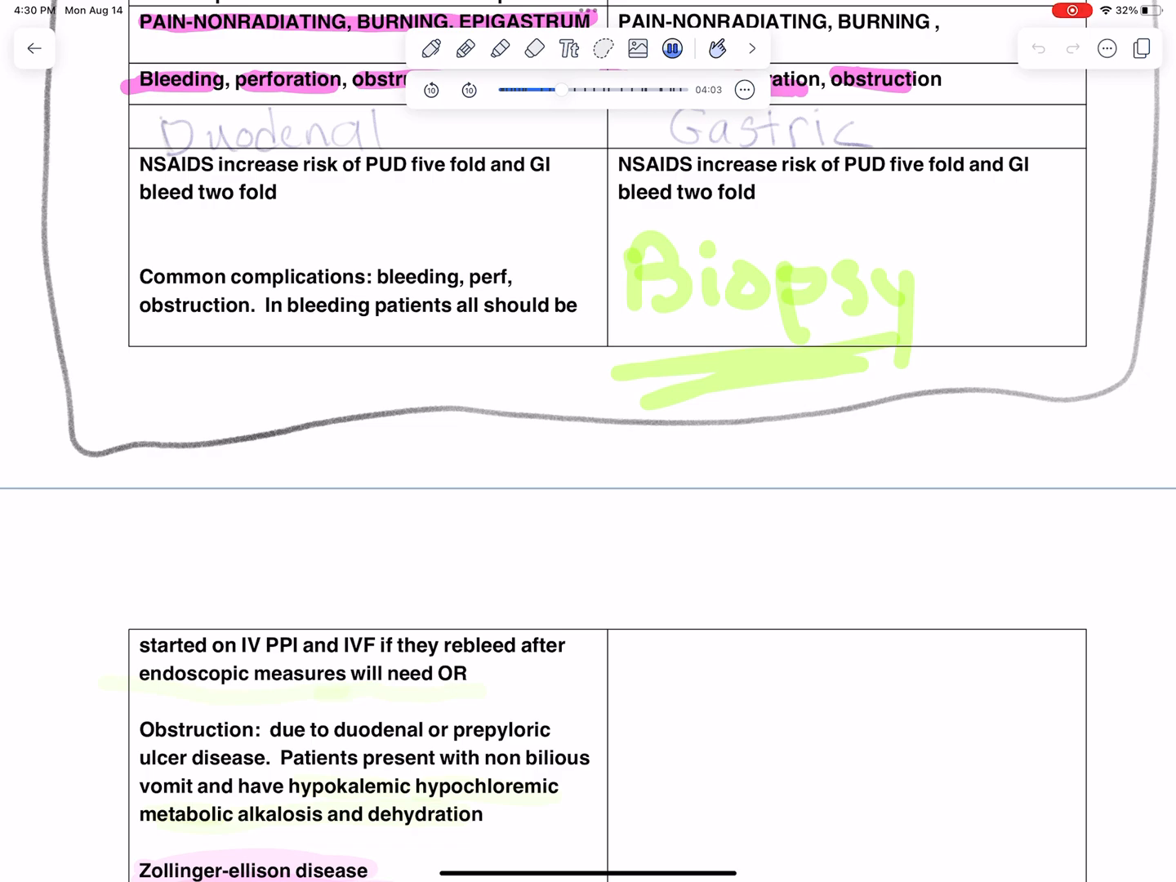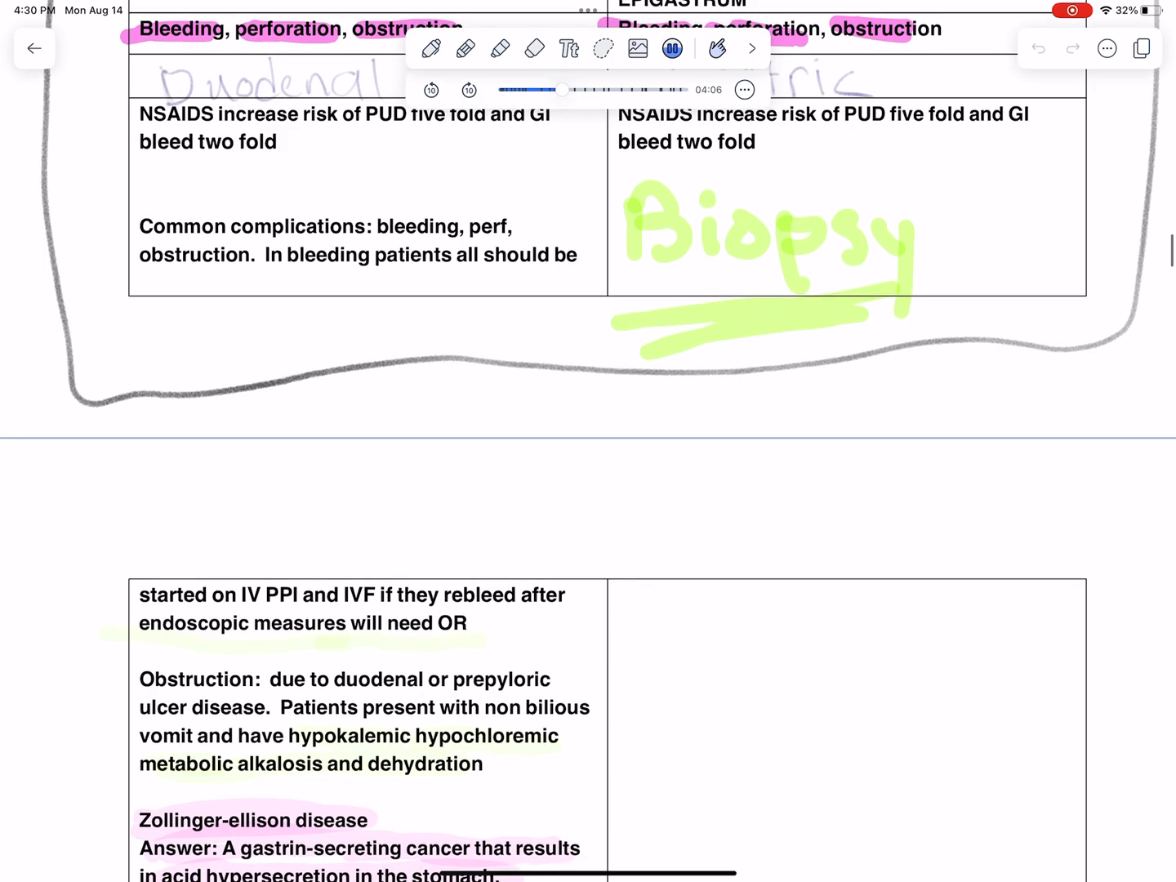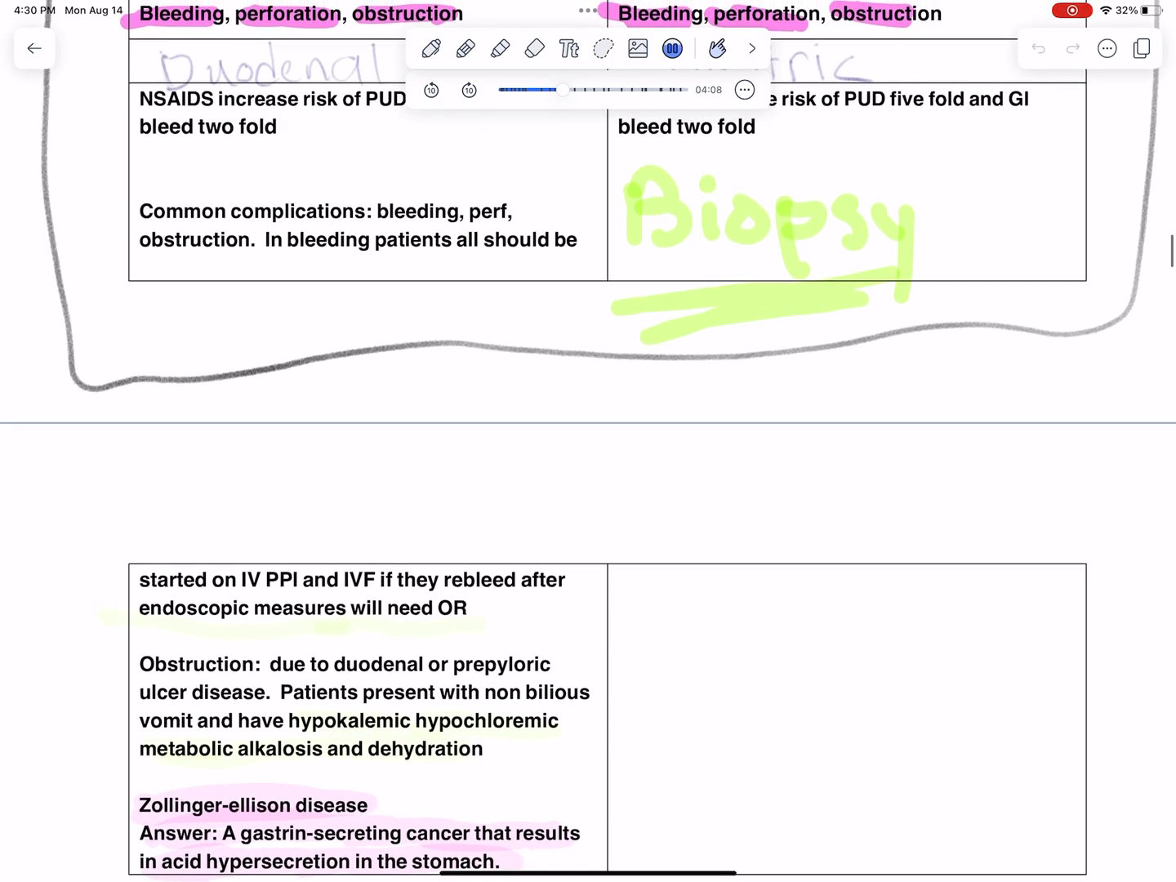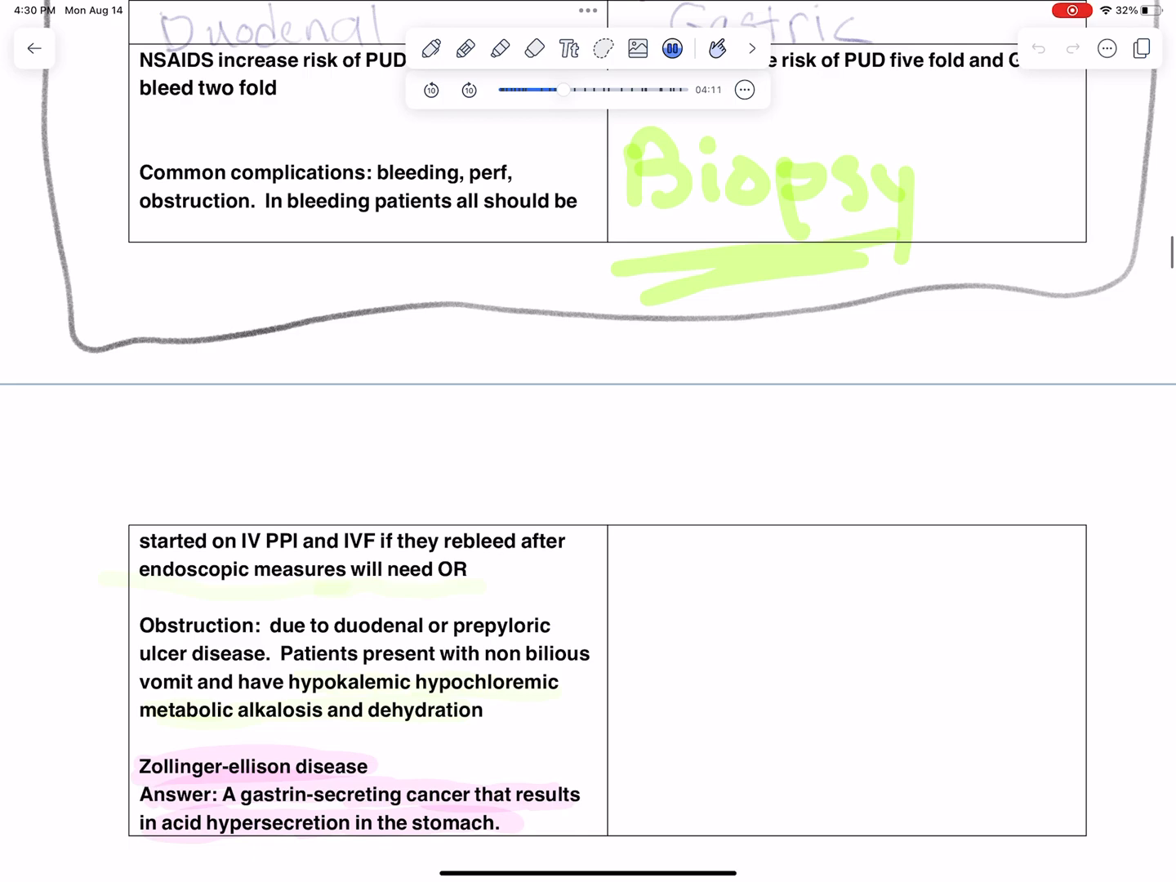Common complications, again, include bleeding, perforation, and obstruction. In bleeding patients, all patients should be started on IV PPIs and IV fluids. If they rebleed after any endoscopic measures, this is when you will need to take them to the OR. Another common complication is obstruction. Due to duodenal and prepyloric ulcer disease, patients can present with non-bilious vomiting and have hypokalemic, hyperchloremic, metabolic alkalosis, and dehydration.